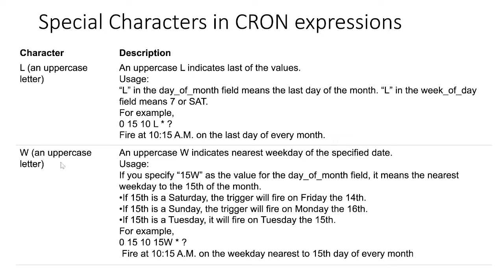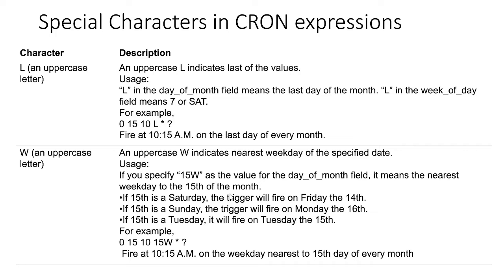Similarly, next we have something called W, which is again an uppercase letter. An uppercase W indicates the nearest weekday of the specified date. Weekday means starting from Monday to Friday. You generally do not want to run a few jobs on the weekends. So if you want to run it specifically on a weekday, if you use W, it will run on the closest weekday.